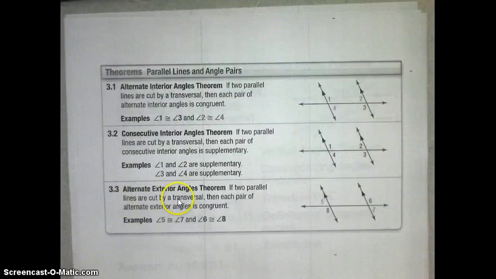The same kind of situation is true. I'm going to skip down to 3, alternate exterior angles. Make sure you're paying attention to the right one. Alternate exterior angles would also be congruent if the lines are parallel.